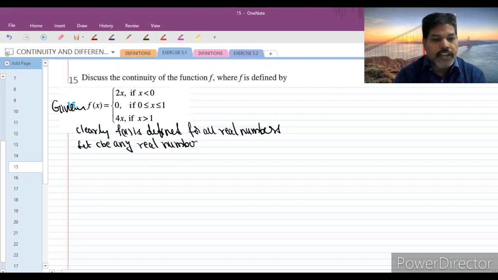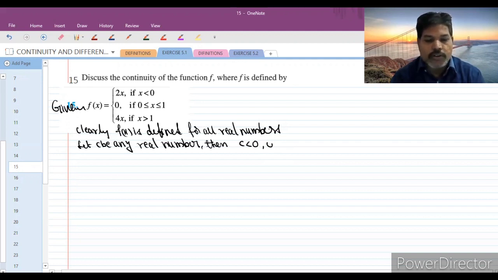Let C be any real number. Then what cases arise in this problem? The first case is C less than 0. The second case is C equal to 0. And the next case is 0 less than C less than 1.